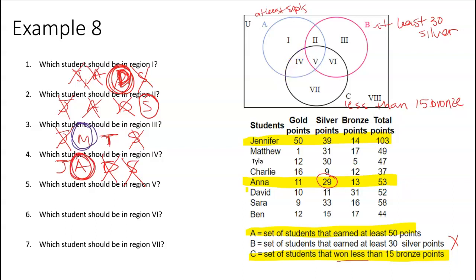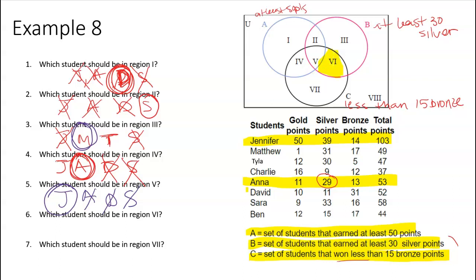All right, now let's look at region 5. So that includes all 3 circles. We're getting the C circle, the black circle, the pink circle, and the blue circle. So who's got all 3 of these conditions? So we know that we've got Jennifer, Anna, David, and Sarah all had at least 50, and we've accounted for all of them. And so Jennifer finally gets her turn. She's all 3.